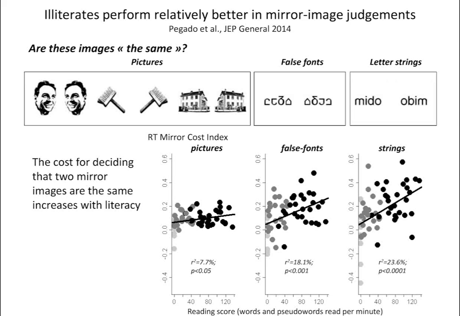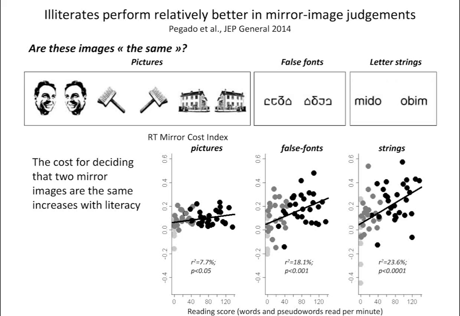We plot here the mirror cost. Mirror cost means how much slower you are to say same to these pairs compared to identical pairs. And the more you can read, the more words you read per minute, the more you have this cost, the more it is difficult to say same to these pairs. Because, of course, they don't look the same. All of your training has been to say that they are different.